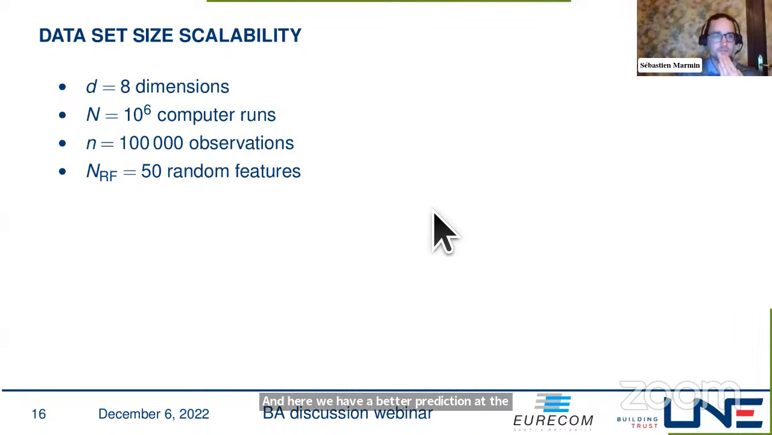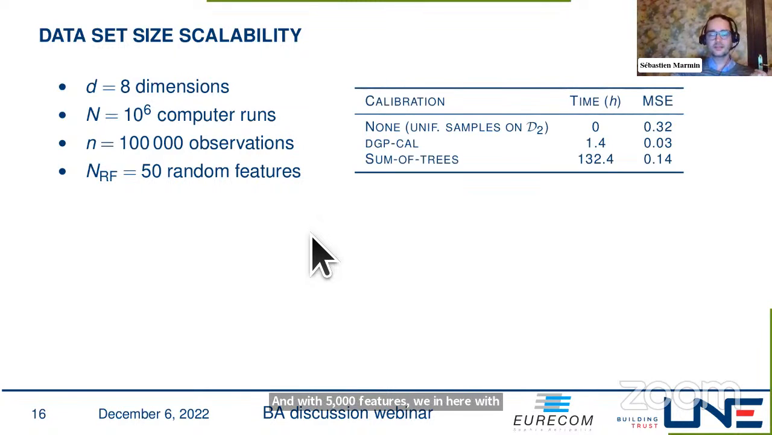And we made a third experiment. This one we wanted to push the scalability in the number of data. So we again have 8 dimensions, but this time we have 1 million computer runs and 100,000 observations, and we infer with 50 random features and only shallow Gaussian process. And only the sum of trees method could perform inference, and also our model. And we see that we are much faster, and we are also able to have a better prediction.